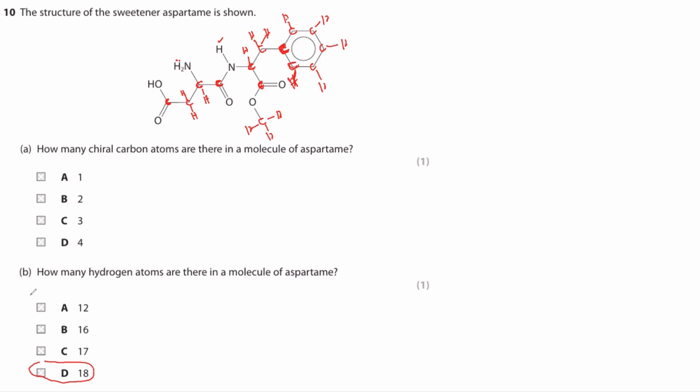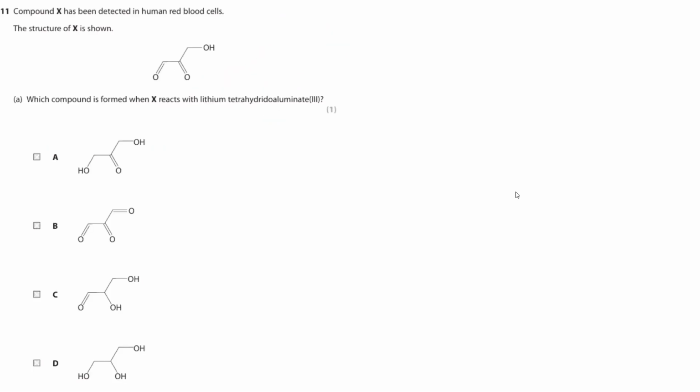Right, let's go for question number 11. Question number 11 has many sections, so let's see them one by one. Section A: compound X has been detected in human red blood cells. The structure of X is shown. Which compound is shown when X reacts with lithium tetrahydroaluminate?